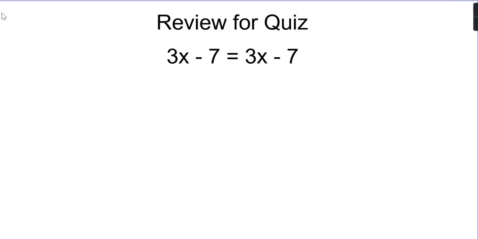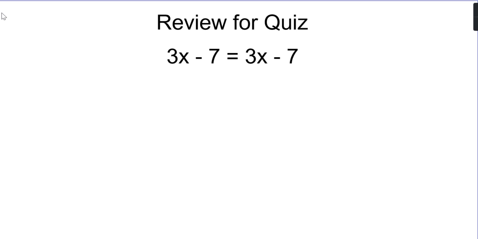Here we have an equation with variables on both sides. 3x minus 7 equals 3x minus 7. I'm assuming that some of you are looking at this and you know exactly what the answer is, and you can skip right ahead to the end of the video just to make sure. But for those who are not sure what's going on here, I'm going to explain it in a little bit more depth.